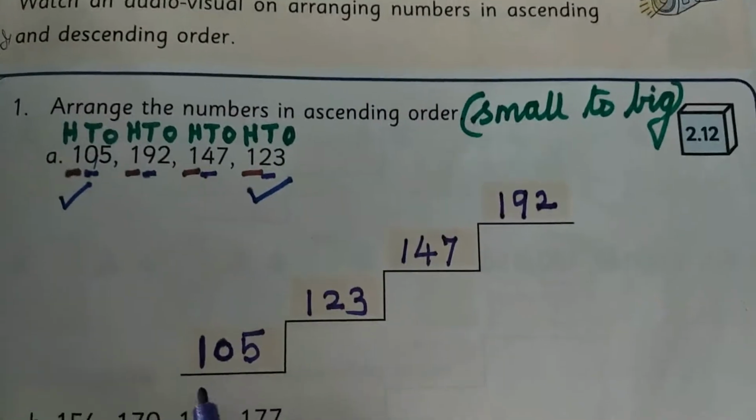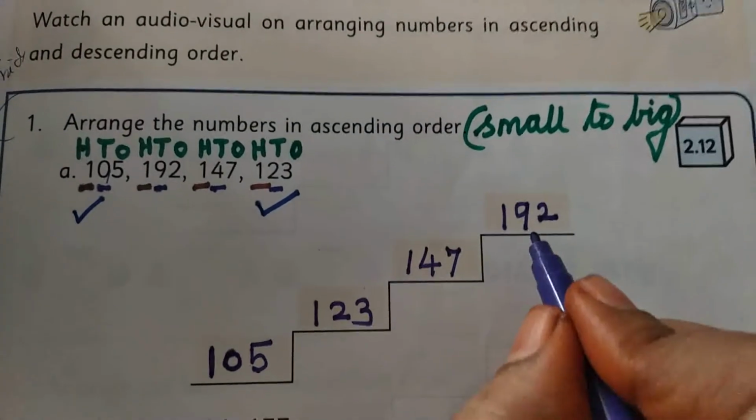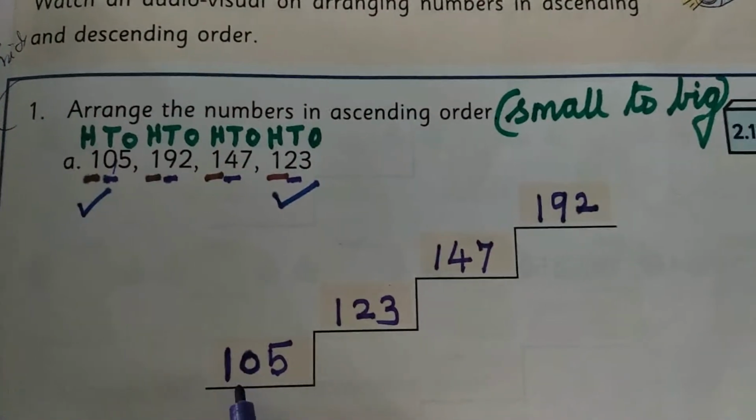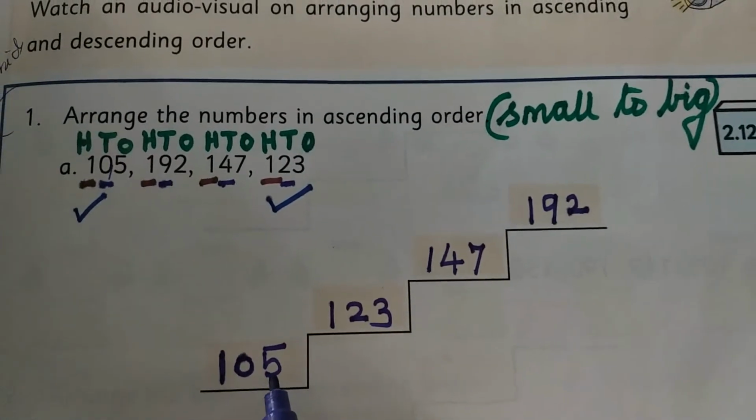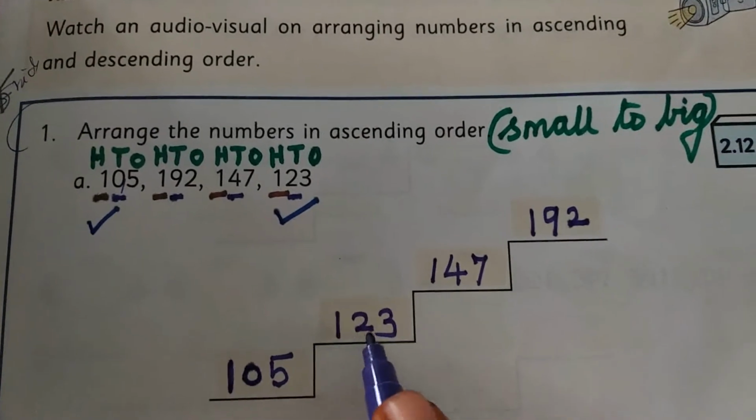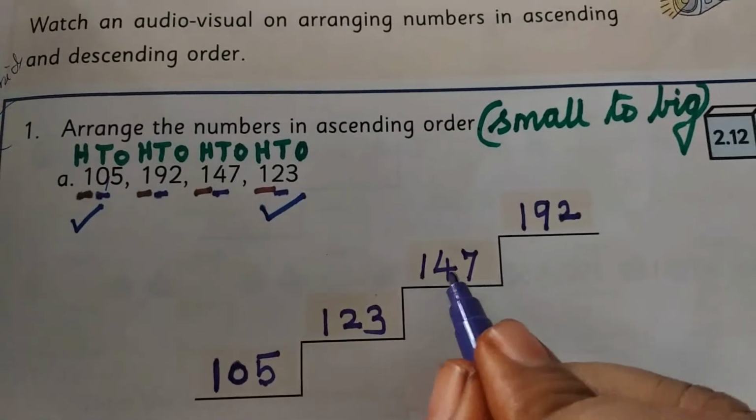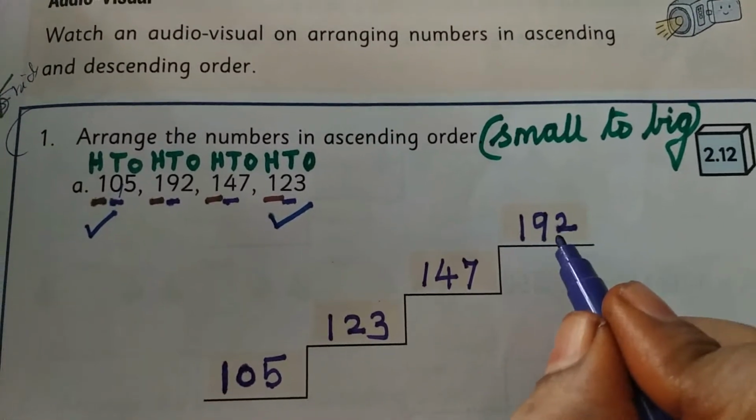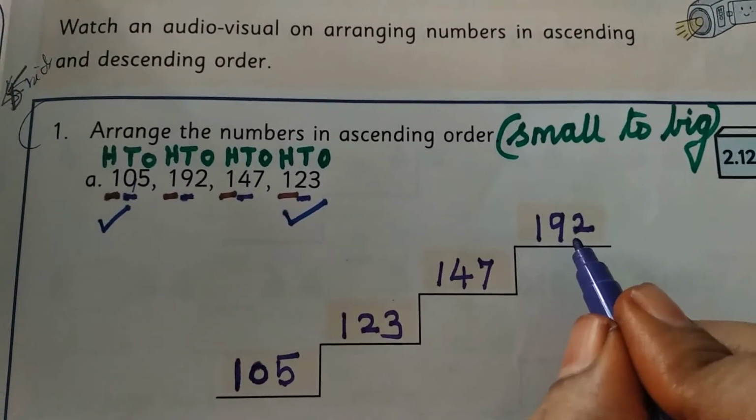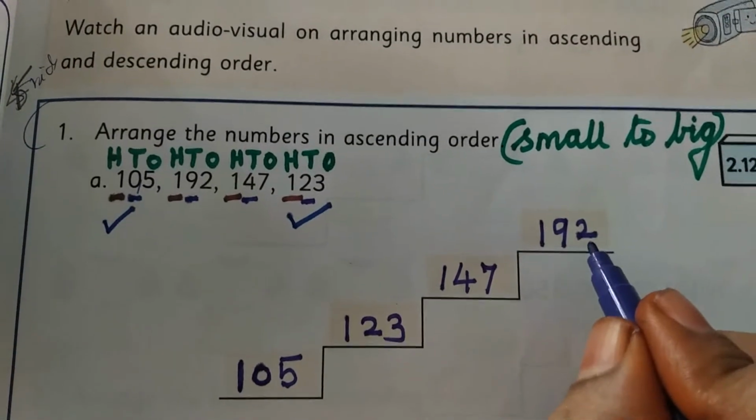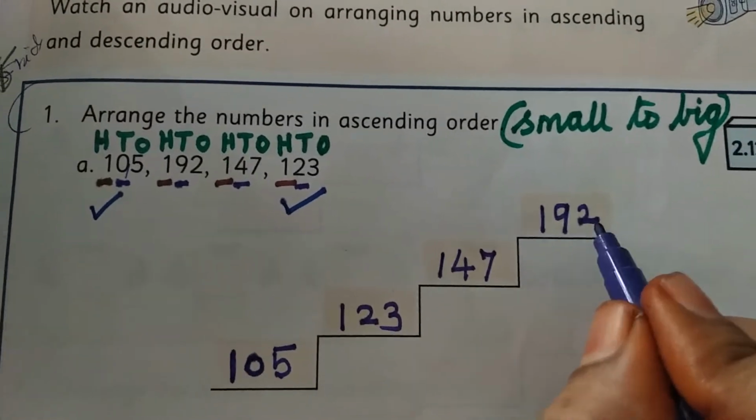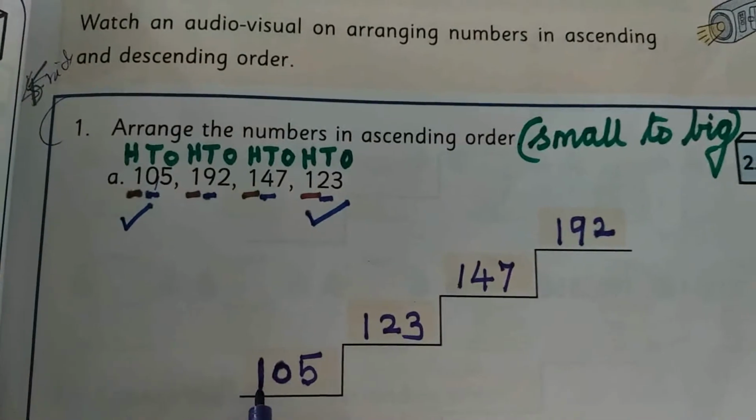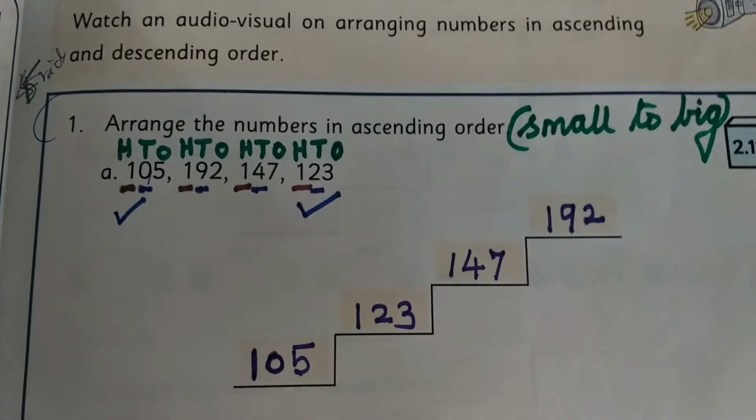Okay, now see here children, from small to big we have arranged the numbers. See, 105 is the smallest number. Then after that 123. Then after that 147. Then the last one is 192. So 192 is the greatest number. So greatest number means it is the largest number. So here 105 is the smallest number.